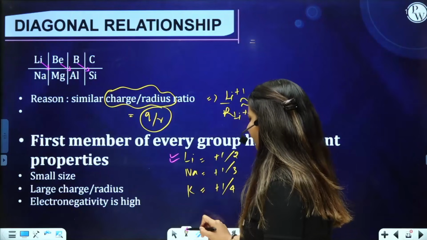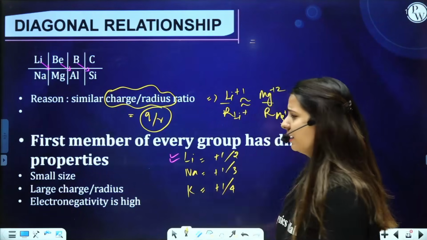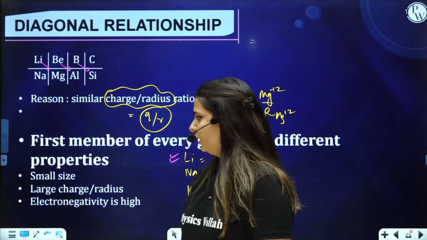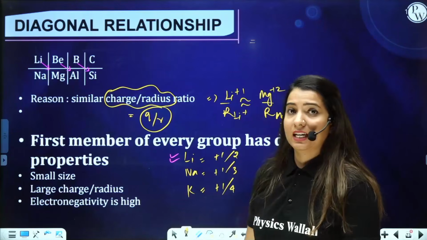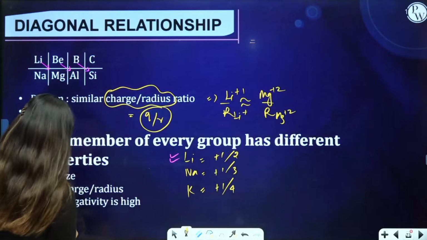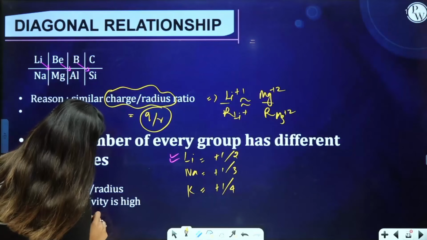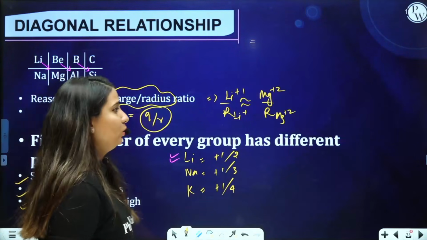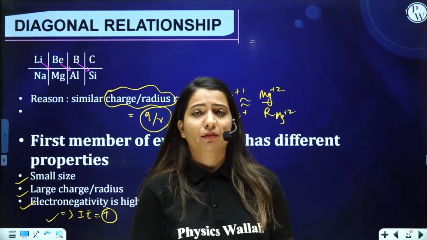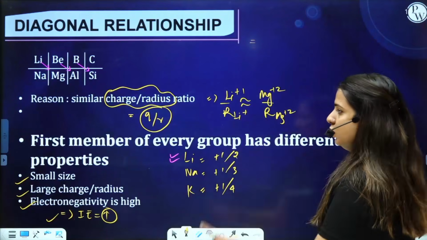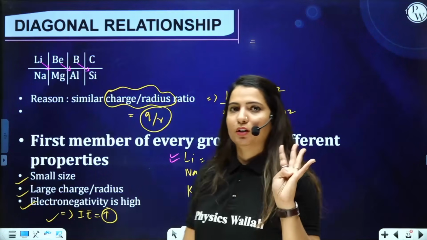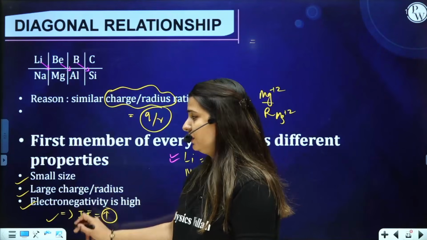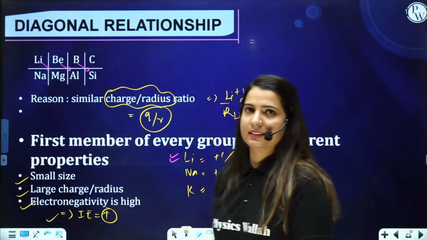Because it is having the lowest denominator. The lower the denominator, the greater is the whole number, right? So electronegativity is high. They have a very high electronegativity, and even their ionization enthalpy is also very high. All these factors tell you that the first element is having very different properties from the other elements. So whenever you see this question, there will be 4 points that can be asked, and you have to see all these 4 points, nothing else.